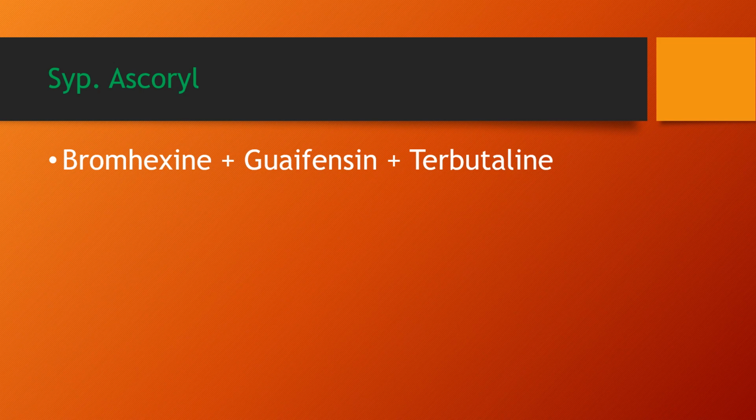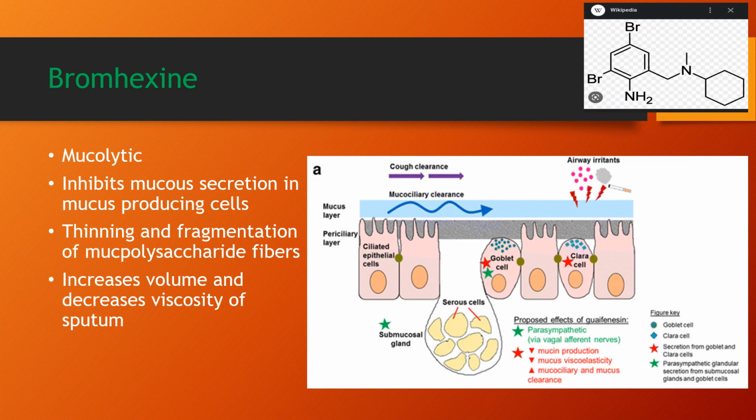Ascoril is also a commonly prescribed medication. Ascoril is a combination of bromhexine, guaifenesin, and terbutaline. Bromhexine is a basic mucolytic. As I also explained before, it decreases the viscosity between two layers of the mucus or the sputum, by mucopolysaccharide inhibition, fragmenting and thinning the mucopolysaccharide bonds, thus increasing the volume and decreasing the viscosity of the sputum, causing increased ciliary clearance away from the lung.